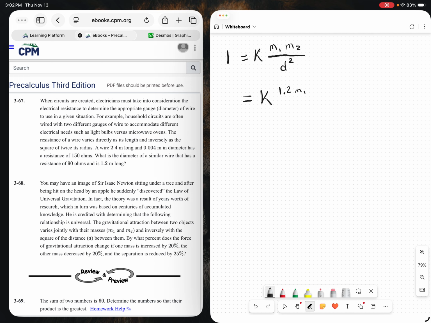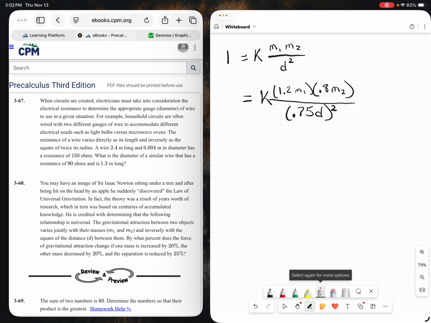Thank you. So we have an increase of 20%. So instead of 100, it's 120%, so 1.2. And then we have a decrease of 20% for mass 2, that's 0.8, over our distance reduced by 0.25, so that's 0.75 of our distance squared. Now that's 0.75 squared too, so we just want to find the percentage change here.